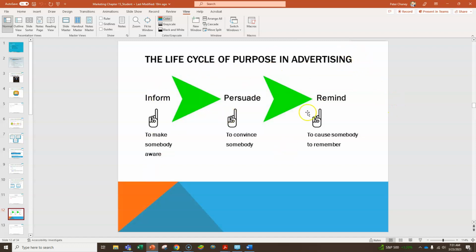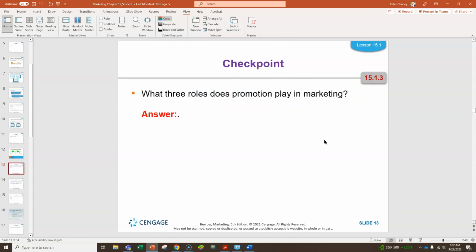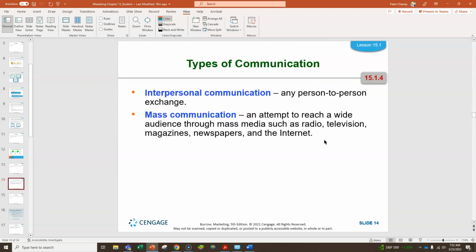So we've seen these three words before, so this is just some more detailed information. Inform means to make somebody aware. Persuade is to convince somebody of something, so a sale in this case, and then remind is to cause somebody to remember, which are the three roles in marketing. Two types of communication. Interpersonal is a person-to-person exchange. So the example I used yesterday in class was like the Girl Scout cookies.